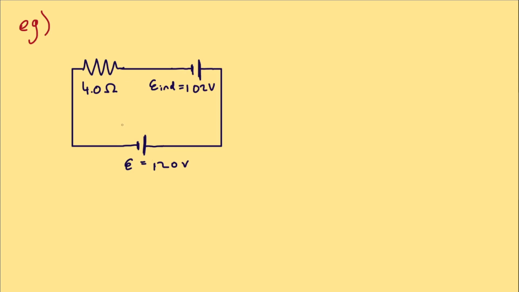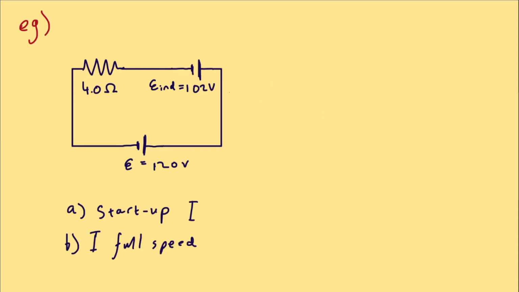Let's go through an example. Here I've drawn a little circuit, and what it represents is a motor. The motor has a resistance of 4 ohms. It's connected to a battery of 120 volts, and at full speed, the back EMF that's induced is 102 volts. Let's solve for two things. First, what is the startup current? And two, what is the current at full speed?